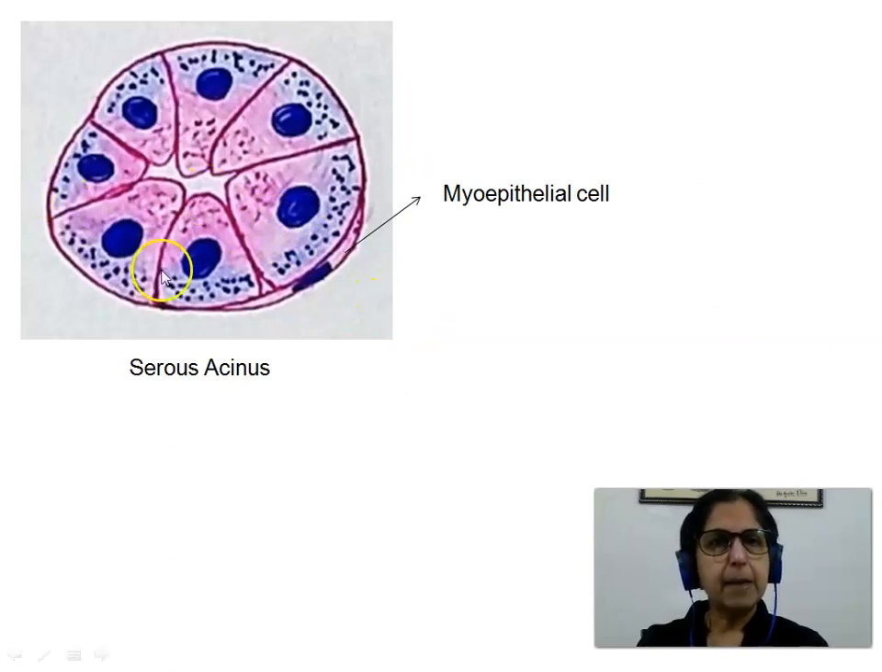lined by pyramid-shaped columnar cells, the apices jutting into the center. Hence, there is either no lumen appreciated or a very small lumen that is seen. Rounded nucleus in the center of the cell with basal basophilia and apical eosinophilia. Also seen here is a myoepithelial cell.